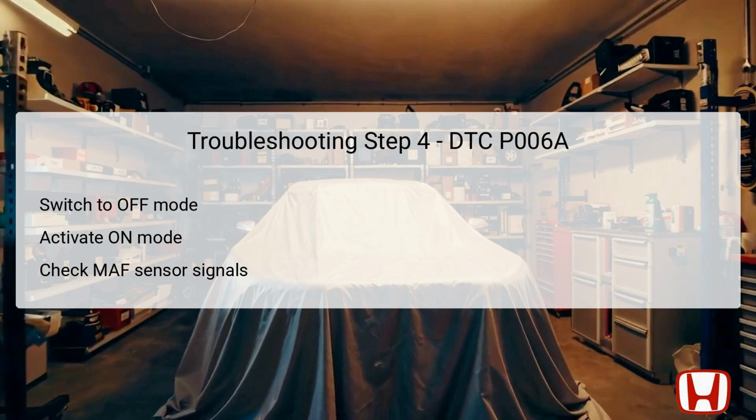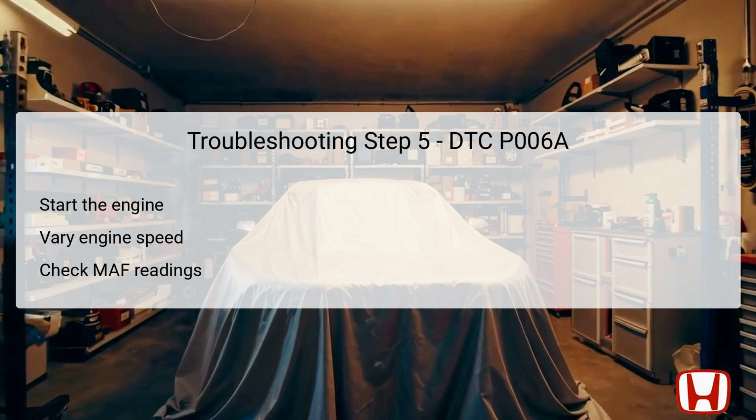However, if the values differ, consider replacing the MAF sensor or the IAT, intake air temperature, sensor 1, as problems in these sensors can lead to inaccurate air measurement, thereby triggering the P006A code.